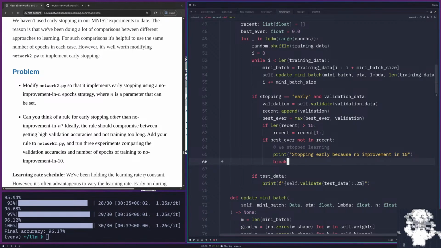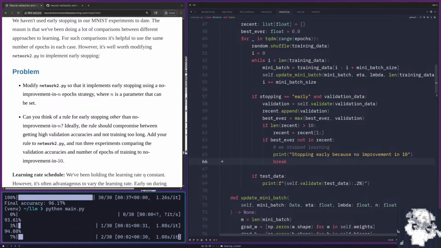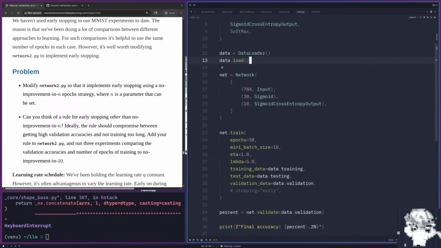Okay. Does it work? Let's see. I guess here, to give it a chance, go for 300 epochs.